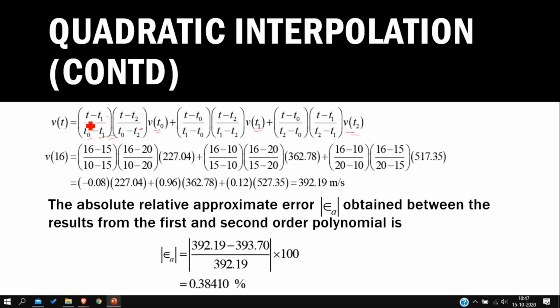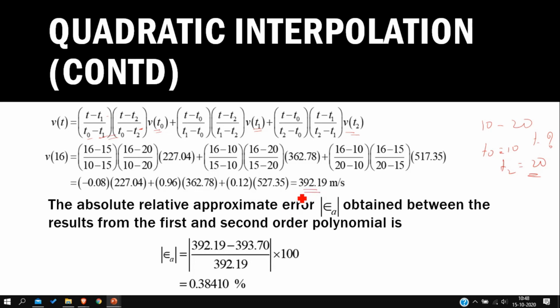In this case, the value of t can be any value between 10 and 20, because our t0 is 10 and t2 is 20. So here it is 16. So we substitute t as 16. Then we go for the calculation and we obtain the value 392.19 meters per second.